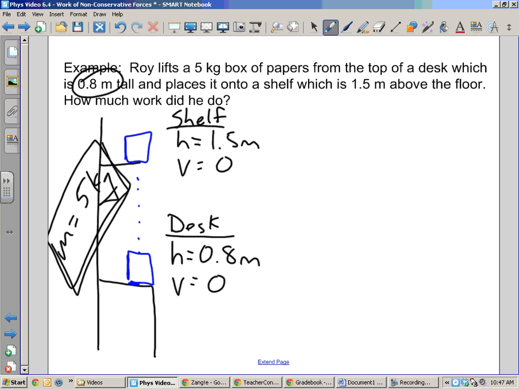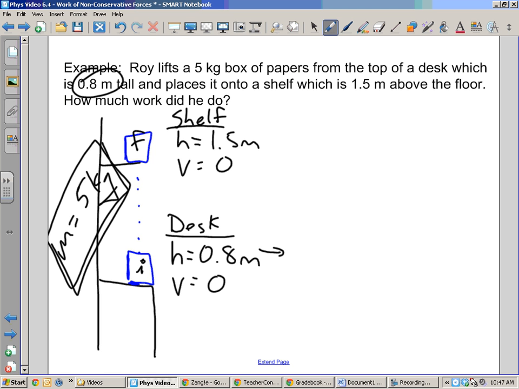Okay. So remember, work is the change in total energy. So we need to find the total energy. To do that, I'm going to find the total energy initial. This is going to be my initial point, right? And this is my final point up here on the shelf.